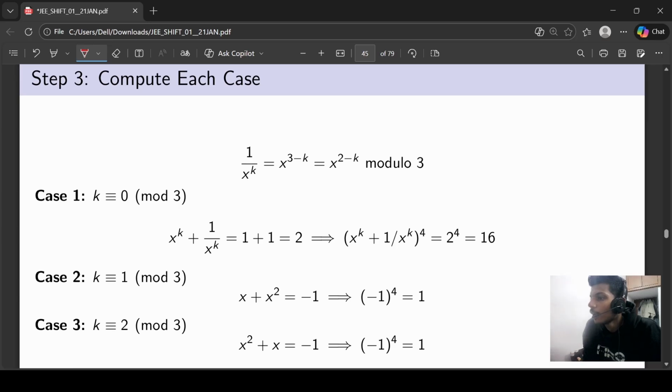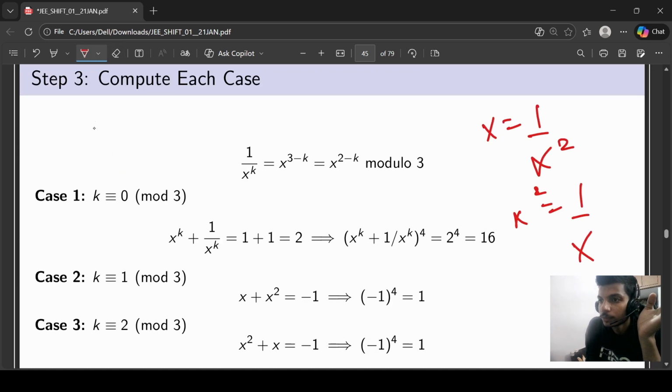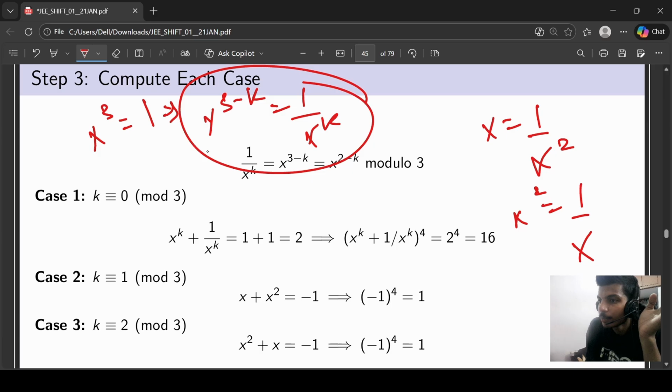Okay, we know that x is equal to 1 upon x square is equal to 1 upon x. It simply means x to the power k is equal to 1. Okay, wait. x to the power 3. We are talking about the cube root of unity, so x to the power 3 is equal to 1. If I say x to the power 3 minus k is equal to 1 by x to the power k, both things are the same, right? Yes or no?